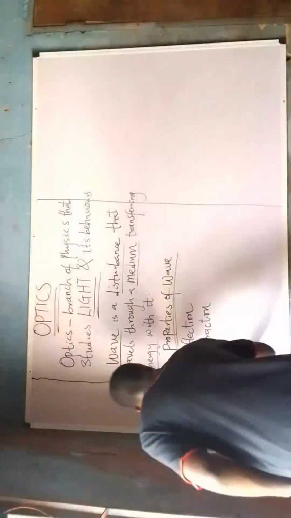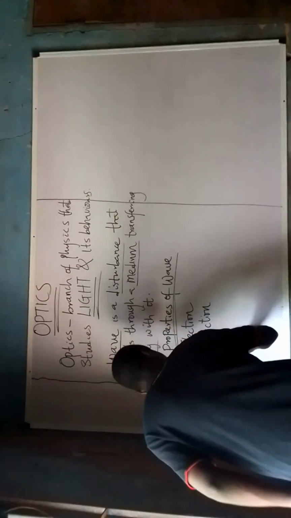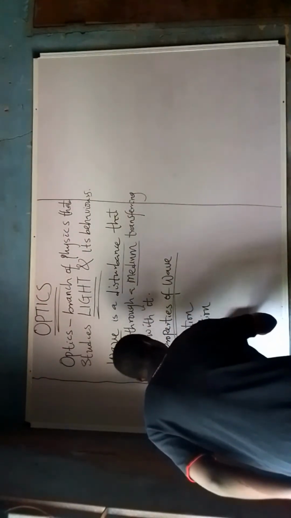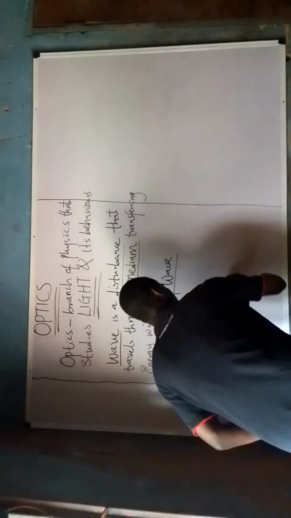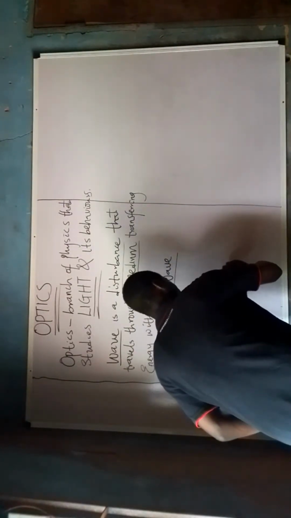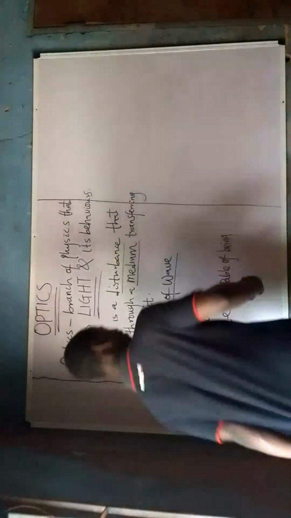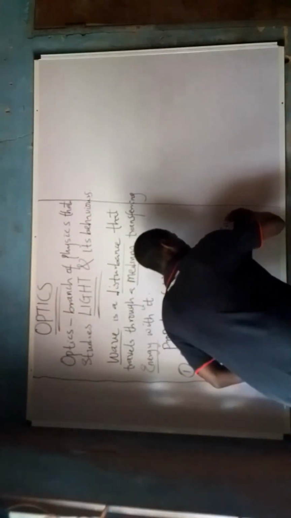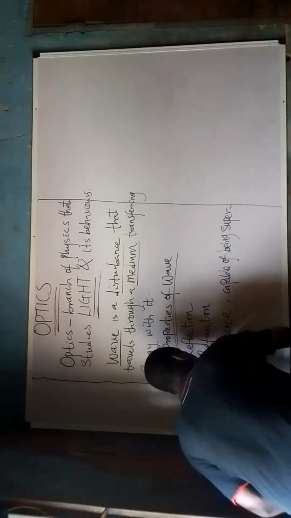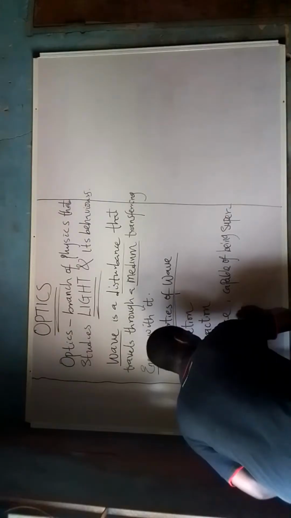Next, every wave must be capable of interference, what we call superposition. This is what I mean. Capable of being superimposed on each other.